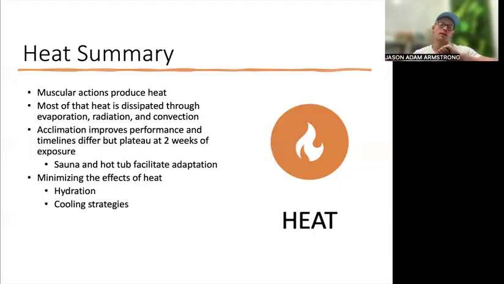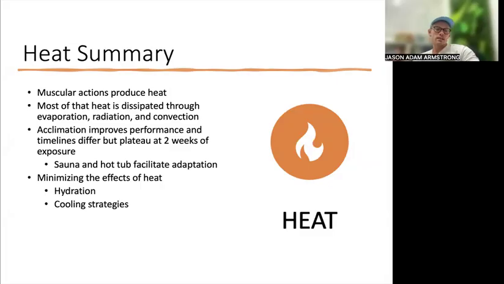So, heat summary: muscular actions produce heat. Most of that heat is dissipated through evaporation, radiation, and convection. Acclimation improves performance. Timelines differ but plateau at about 2 weeks of exposure, really most of which is happening within the first 7 days, with the exception of sweat rate. Sauna and hot tub can facilitate adaptation.